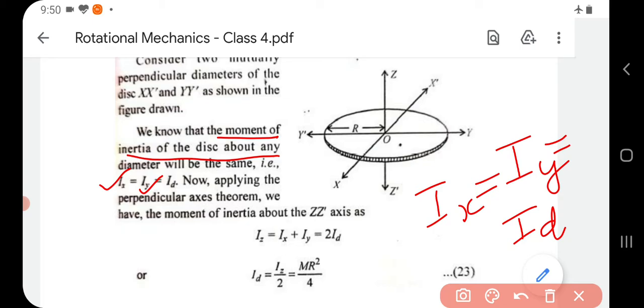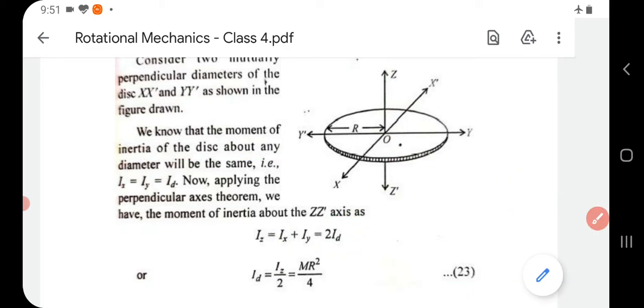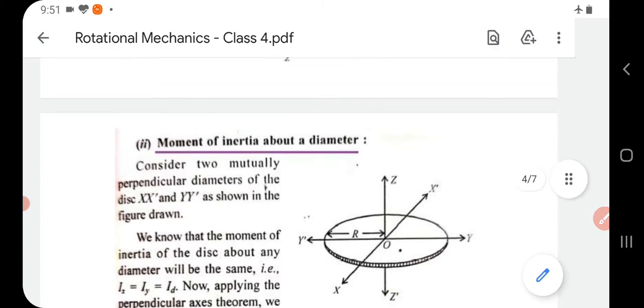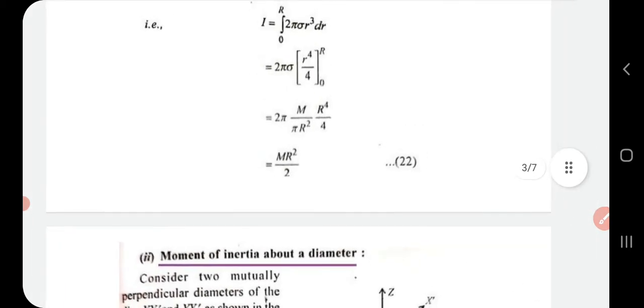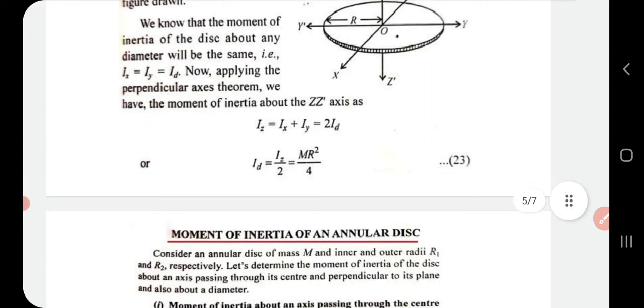Now you just apply our perpendicular axis theorem. Then moment of inertia about z dash will be Iz equal to Ix plus Iy. Since Ix is equal to Id and Iy is also equal to Id, Iz will be 2Id. So what will be Id? Iz by 2. The expression for Iz we have already derived. What is Iz? Moment of inertia about an axis passing through center. We have derived that expression, that is m r square by 2, right? So just substitute the value of Iz as m r square by 2. So your Id will become m r square by 2 divided by 2, that is m r square by 4.